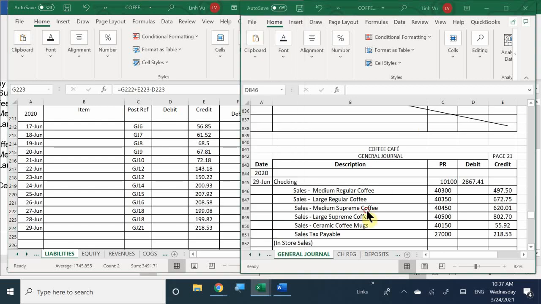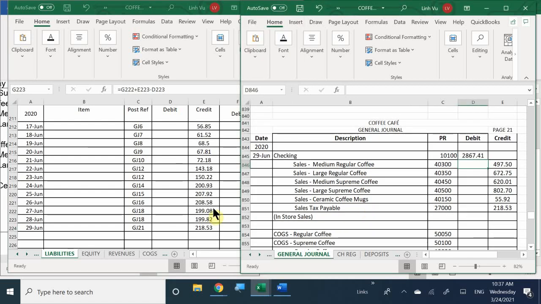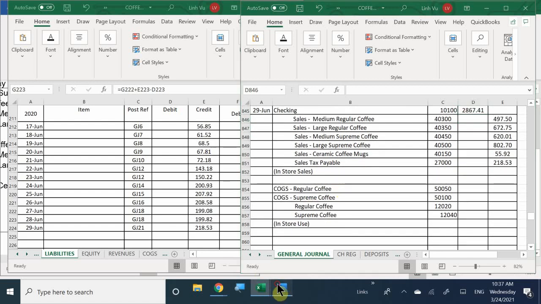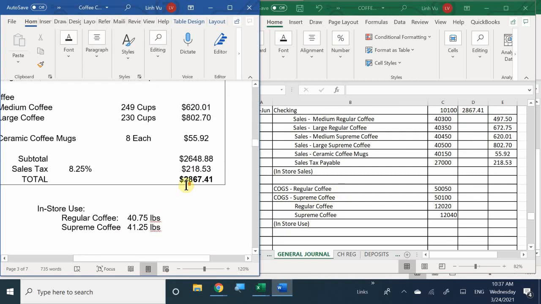All right. So now that we completed all of our stuff, what's next? Cost of goods sold. We need to compute the cost of goods sold. So let's see how many pounds I used for this store. I got 40.75 and 41.25. So, inventory worksheet.